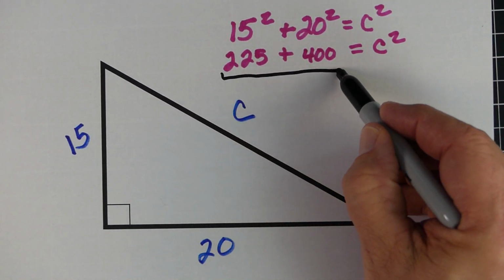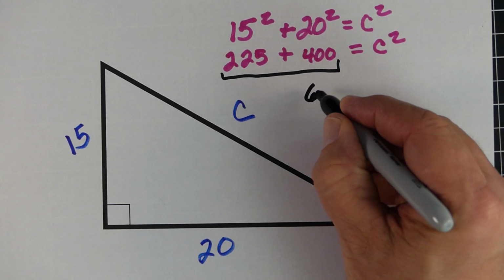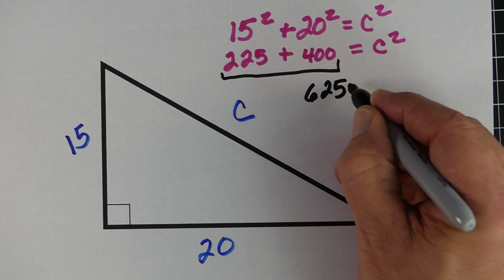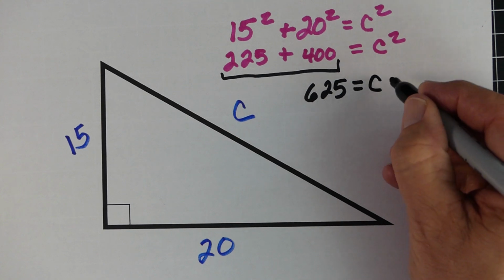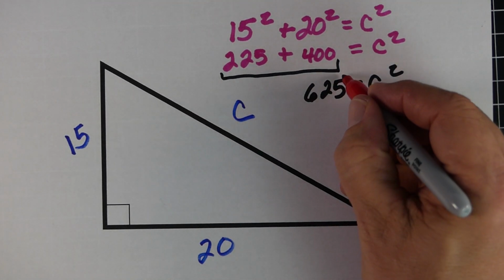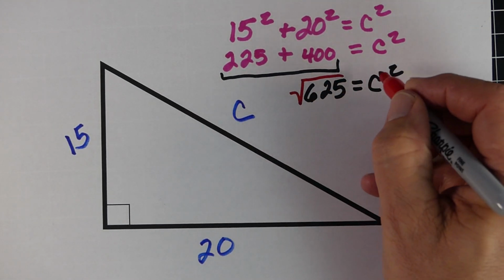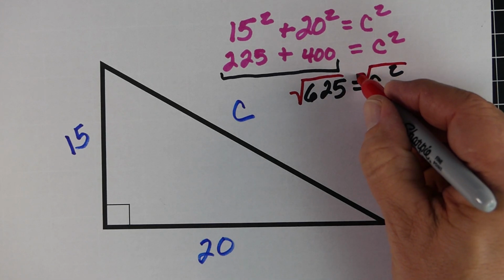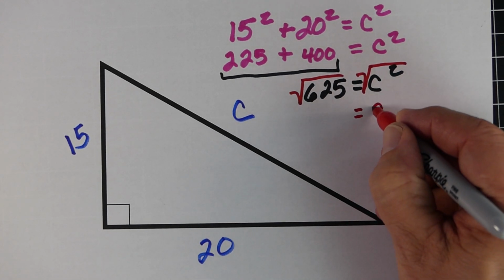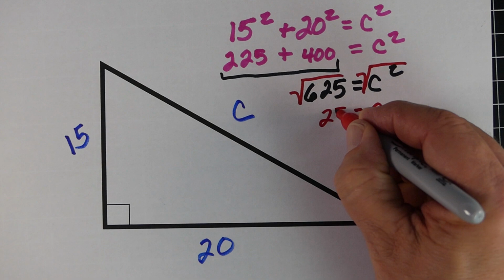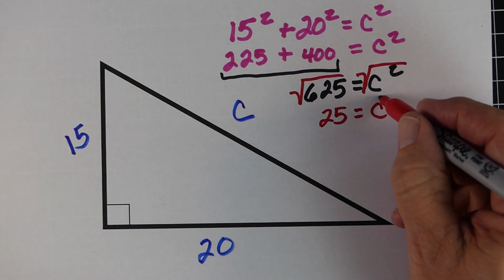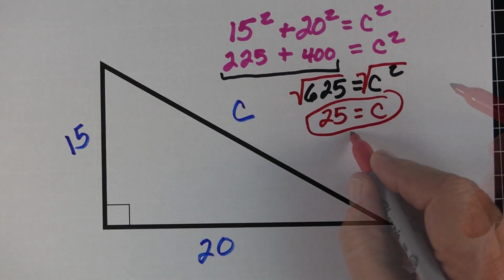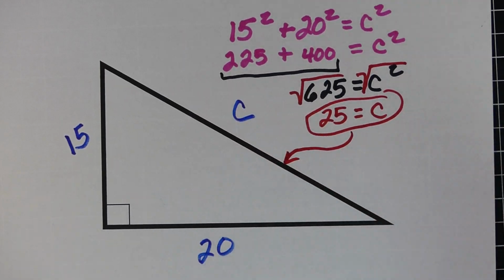So we add up the 225 and the 400, we get 625 equals c squared. 625 is not our length, it's just what the length is squared. So what we want to do is do the opposite or the inverse. We want to find the square root of it. So the square root of c squared is just c, and the square root of 625 is 25. So the length of side c is actually 25. Here's a third example.